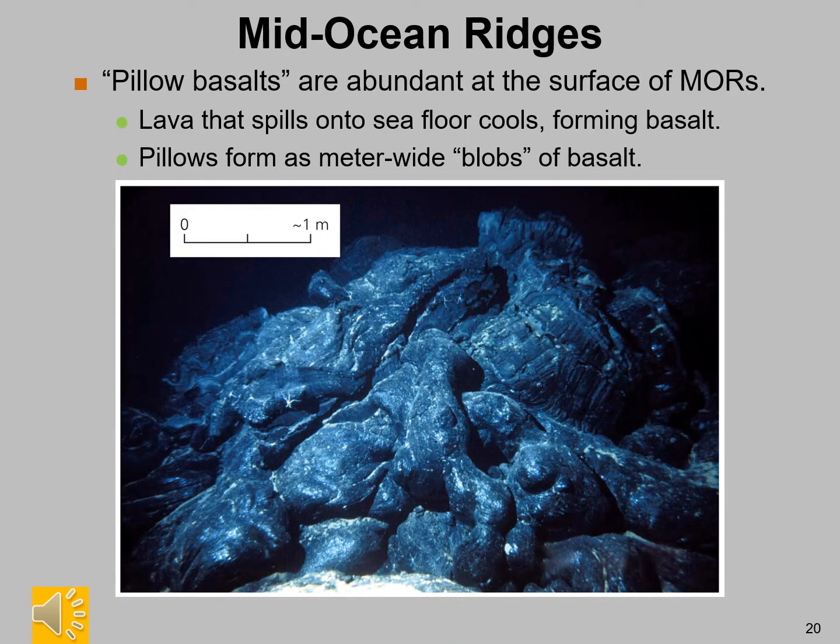The lava that spills out of the small volcanoes cools rapidly to form piles of meter-wide basalt blobs called pillow lava or pillow basalts. This is an image of recently erupted pillow basalts from the Juan de Fuca Ridge. So the newly formed oceanic crust has three distinct layers. A layer of pillow lava overlies a layer of basalt dikes, which in turn overlies a layer of gabbro.